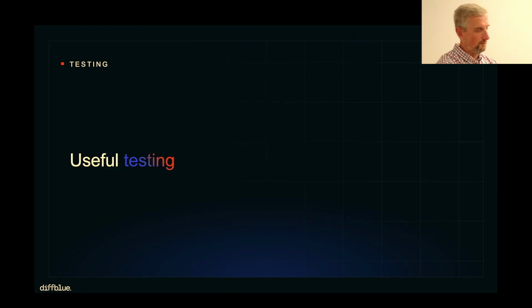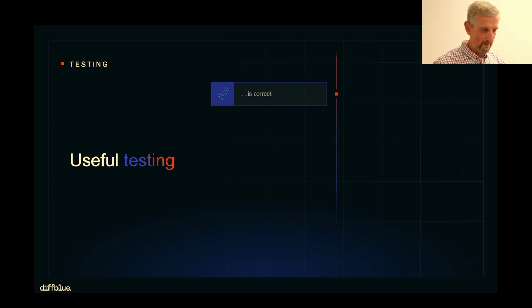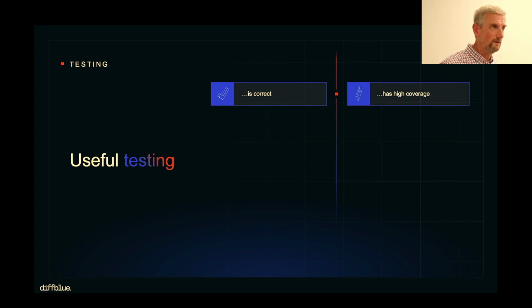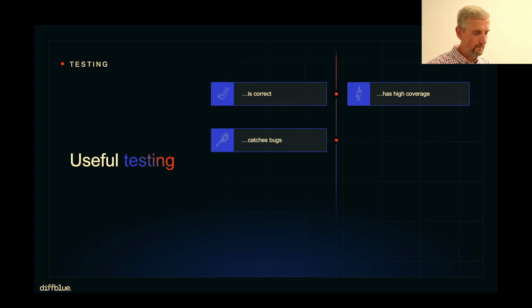So what does useful testing look like? Here's what I would say. Okay, it's got to be correct, right? You've got to be testing the right thing. It's got to give correct outcomes. Got to have high coverage. You can have very correct tests, but if you're not covering much of your code, it's not that useful. It's got to catch bugs. So, this is a classic one. You can have high coverage tests that catch no bugs if you have no assertions. It's not immediately apparent to everybody, but you've got to have coverage plus assertions in order to catch bugs. Otherwise, you're not really testing anything at all.